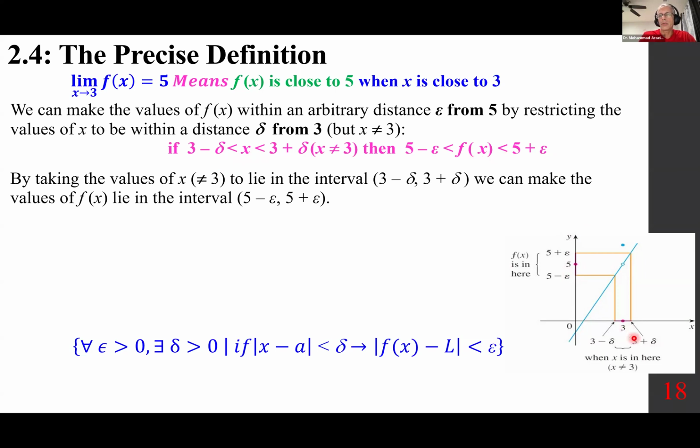In other words, along the x-axis, within delta, along the y-axis, within epsilon, both of which are extremely small values, delta and epsilon. By taking the values of x not equal to 3 to lie in the interval of 3 minus delta and 3 plus delta, we can make the values of f of x lie in the interval of 5 minus epsilon and 5 plus epsilon.